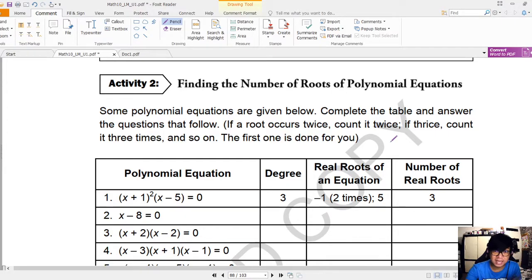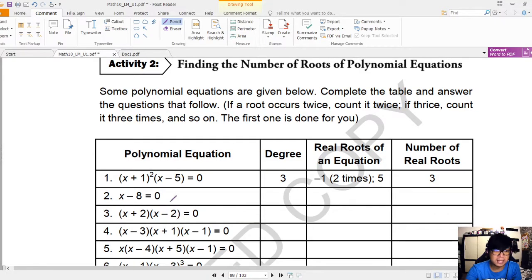Katulad ng ginawa natin kanina, di ba? We count twice. If thrice, count it 3 times and so on. The first one is done for you. So, number 1, tingnan natin. So, the degree, bakit 3? Bakit 3 yung degree dito? Example ito, yung number 1 is done for us.